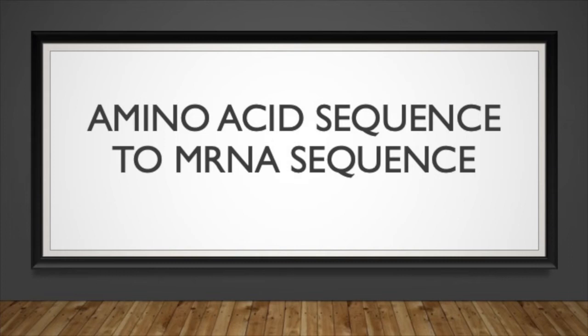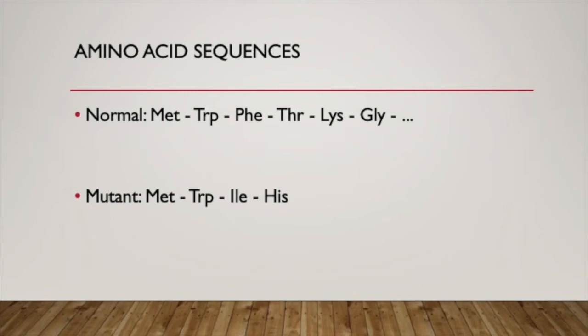Today we'll convert a normal and mutant amino acid sequence into mRNA. Here are our amino acid sequences. For normal, we have methionine, tryptophan, phenylalanine, threonine, lysine, and glycine. For our mutant strand, we have methionine, tryptophan, isoleucine, and histidine.